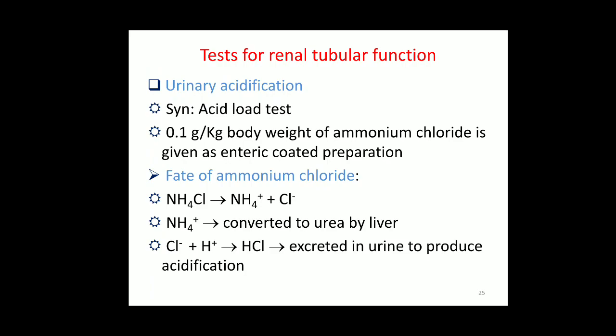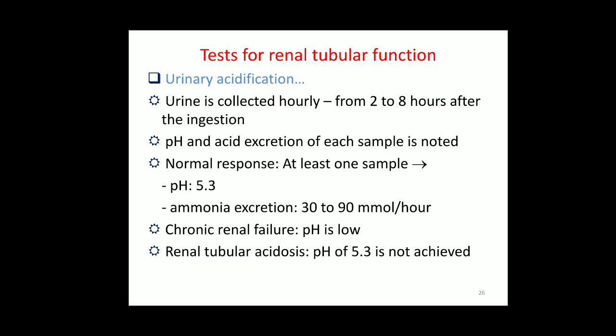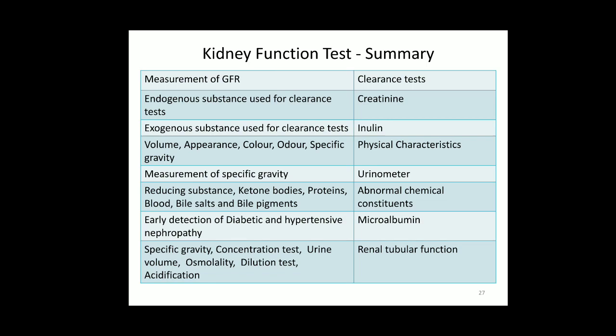The amount of acidification we calculate. Urine is collected hourly, around 2 to 8 hours after ingestion. Then pH and acid excretion in each sample is noted. At least one sample with pH 5.3 and ammonia excretion of 30 to 90 millimoles per hour is the normal range. In chronic renal failure the pH is low, and in tubular acidosis the 5.3 is not achieved. So here you can see the summary of the renal function test or kidney function test.